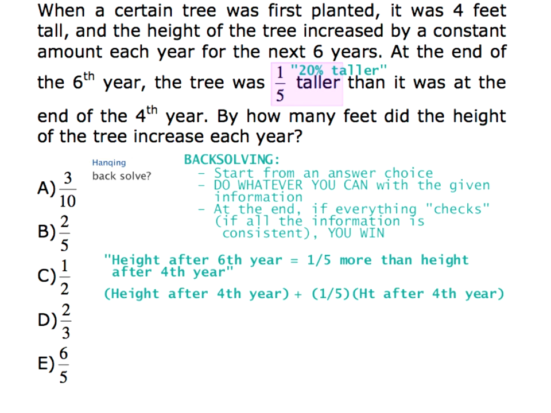So if you combine this, these are like terms. It's like having x plus 1/5 x. So this means you have to get 6/5 of the height after the 4th year. And that's what the height after the 6th year is supposed to be. So if we go ahead and fill in the rest of that, height after 6th year, this is what we're going to check if we back solve this problem.